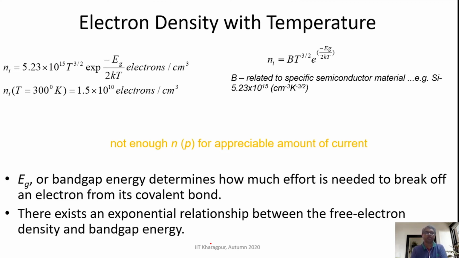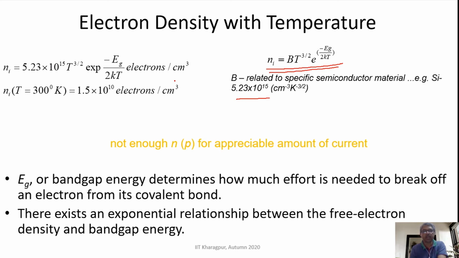Electron density is usually represented by Ni. So that's basically intrinsic carrier concentration. This is represented by Ni = B T^(3/2) exp(-Eg/2kT), where B is related to the specific semiconductor material. In case of silicon, it's around 5.23 × 10^15, and we can use this to find out the carrier concentration in the semiconductor.